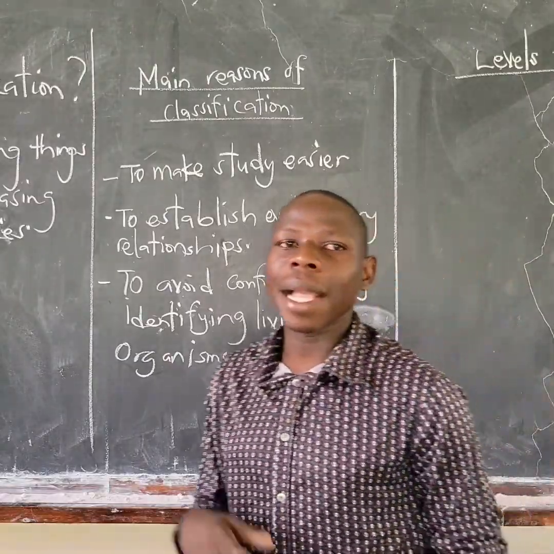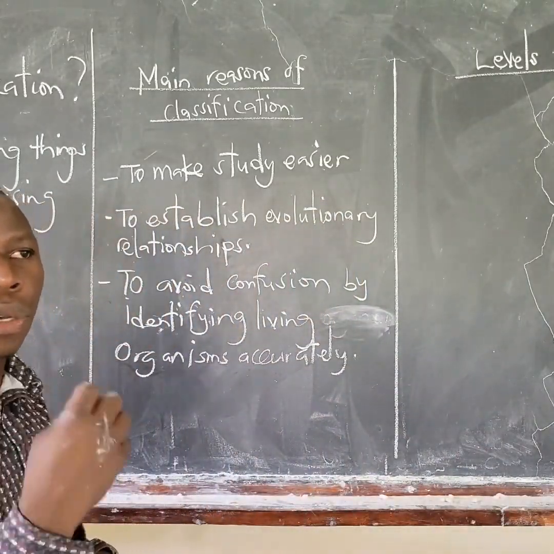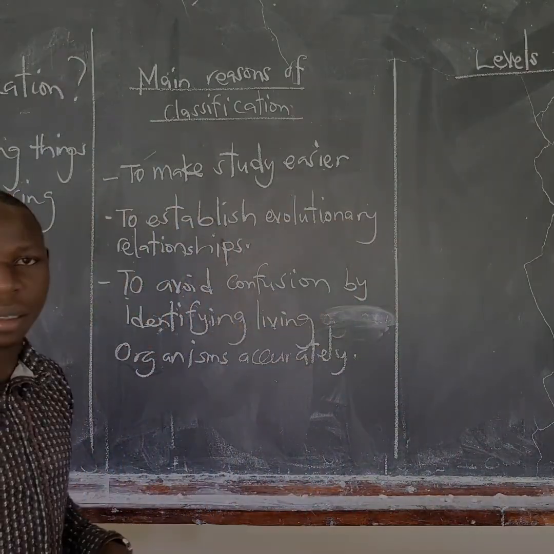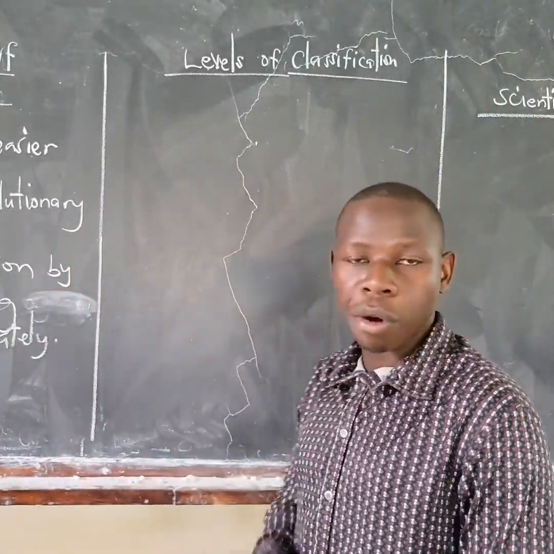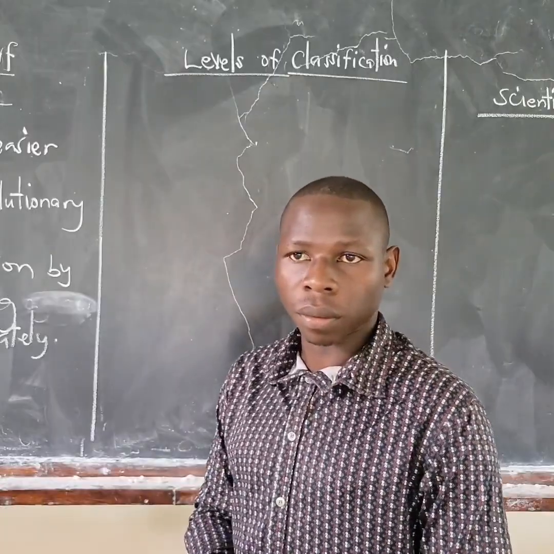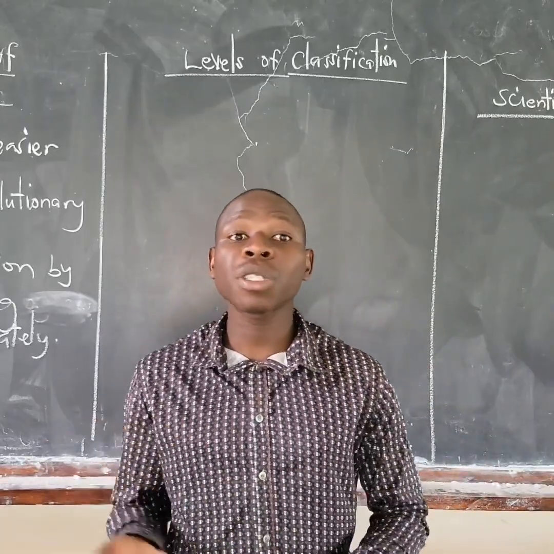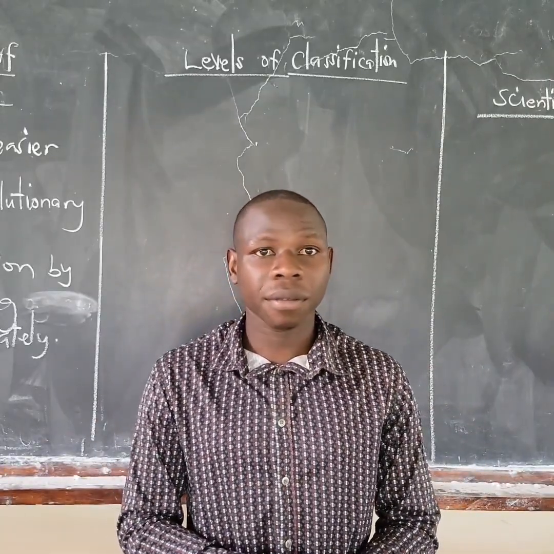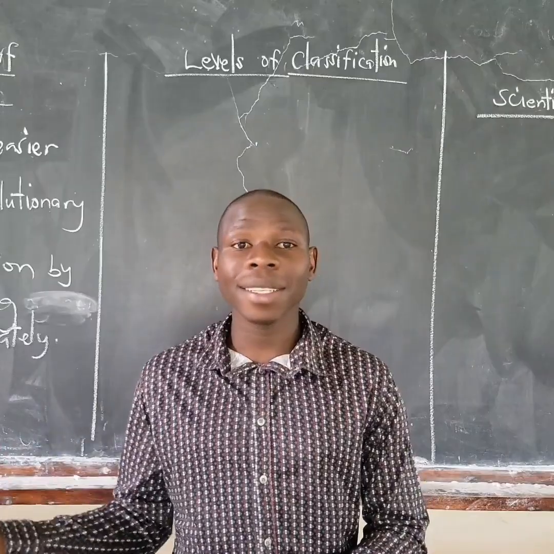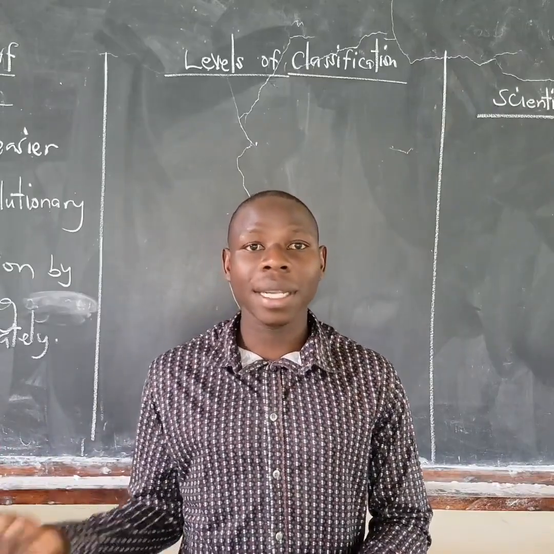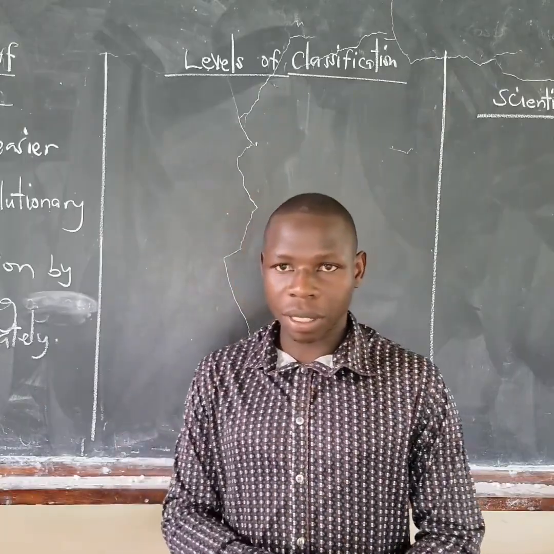So when we identify living organisms accurately, we get to know what a dog is and what a fox is. Next, we look at the levels of classification. Learners, classification is like the sorting of the clothes you have, or like the way books are arranged in a school library, the same way commodities are arranged in a supermarket. Let us look at the clothes.